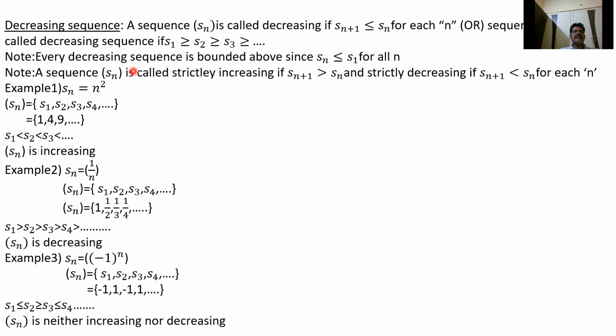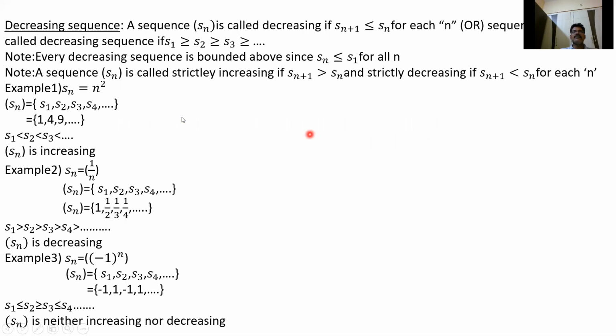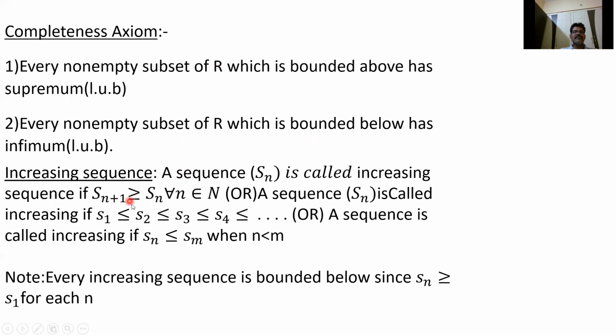See, once again we see. A sequence is called monotone if it is either increasing or decreasing. A sequence Sn is called a decreasing sequence if S(n+1) is less than or equal to Sn, or if S1 is greater than or equal to S2, greater than or equal to S3, and so on. Similarly, it is increasing if S(n+1) is greater than or equal to Sn, or if S1 is less than or equal to S2, less than or equal to S3, less than or equal to S4, and so on.